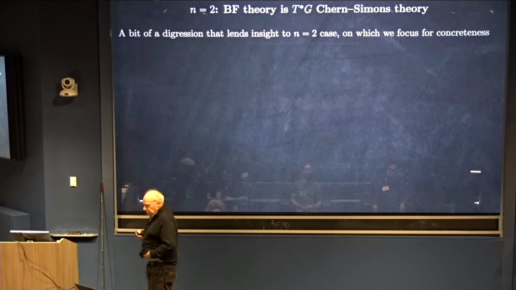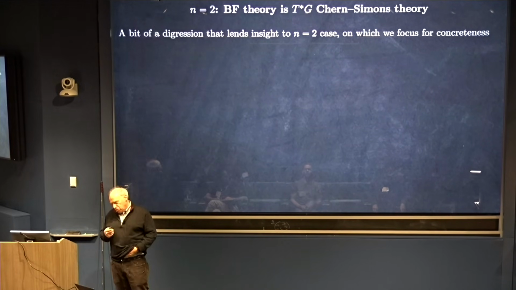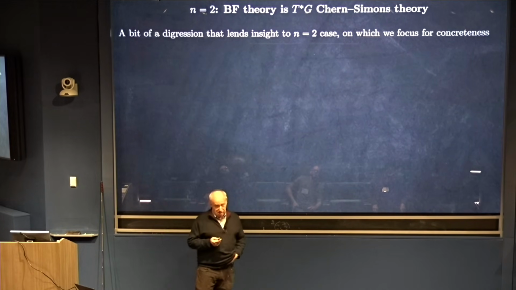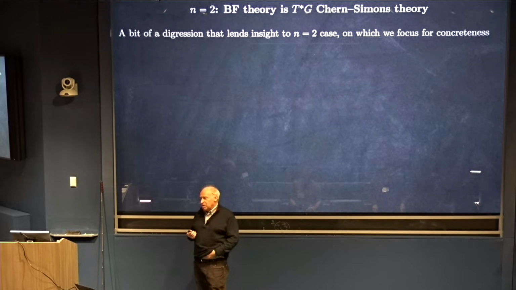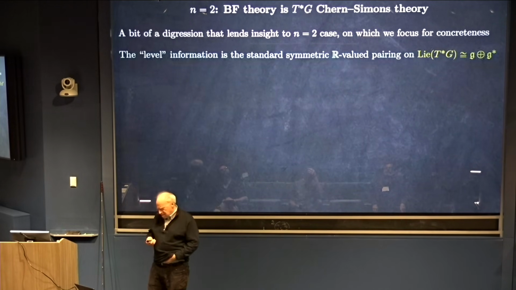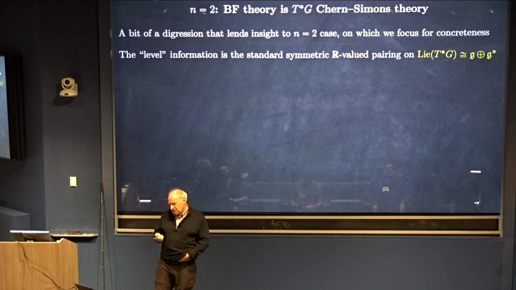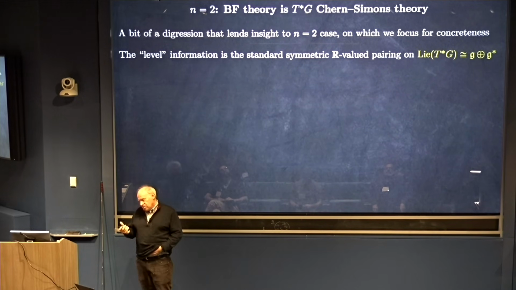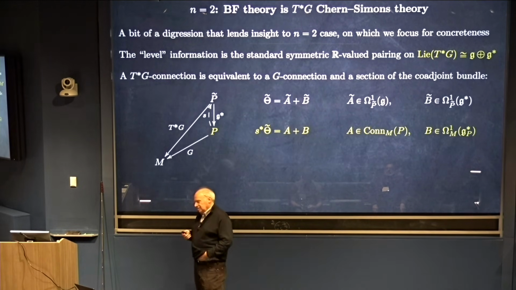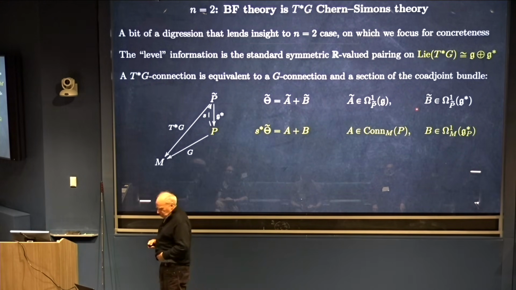So this slide is just a little bit of an aside, so I'll just say it quickly, which is for n equals 2, you can view the BF theory as a Chern-Simons theory, but in this case as a Chern-Simons theory for a non-compact Lie group, namely for the cotangent bundle of G. So that's a Lie group. And you need a level for this Chern-Simons theory, which amounts to just the standard symmetric pairing on the Lie algebra plus its dual. And you see that a connection for this Lie group is equivalent to a pair, which is roughly the A and the B field that we talked about before.